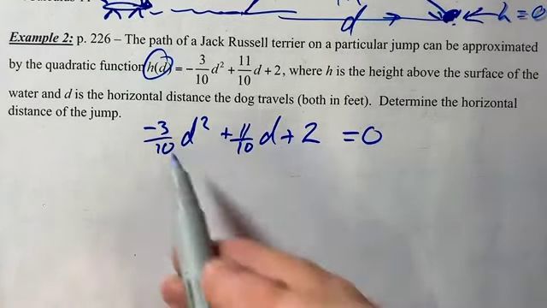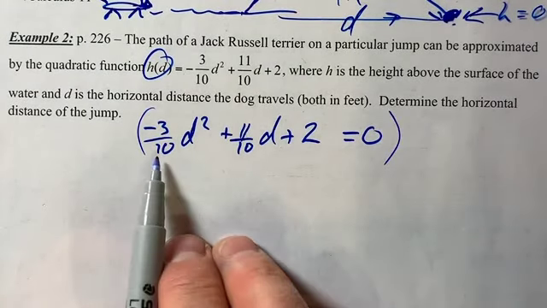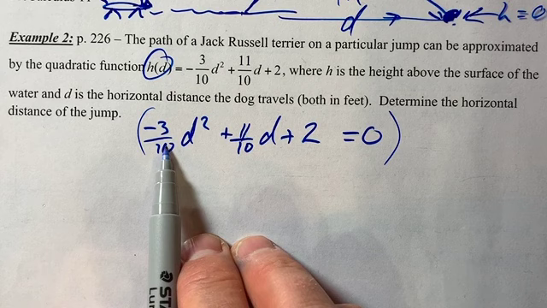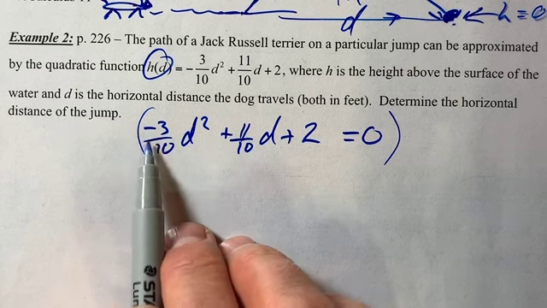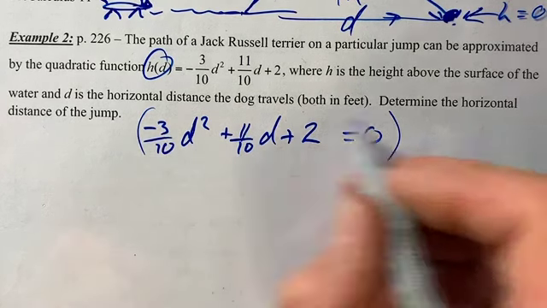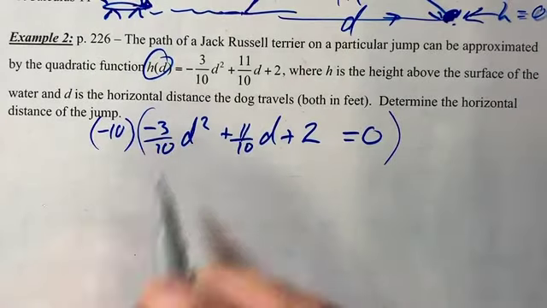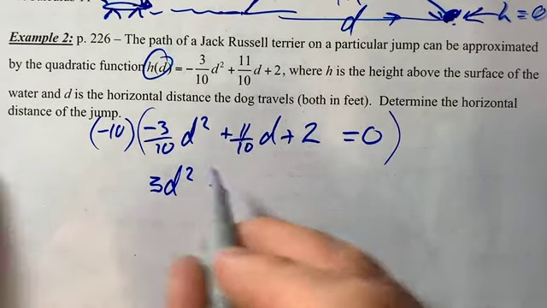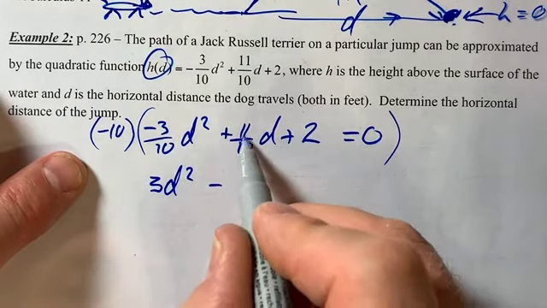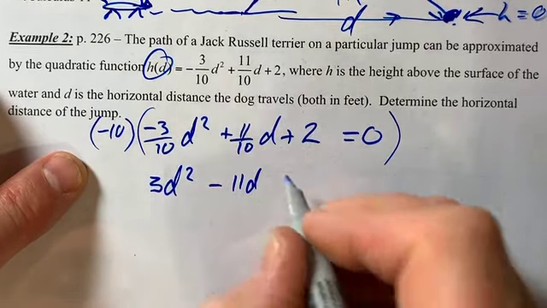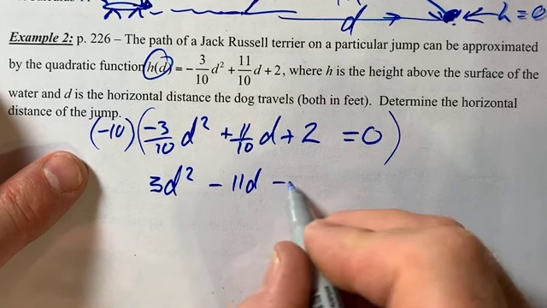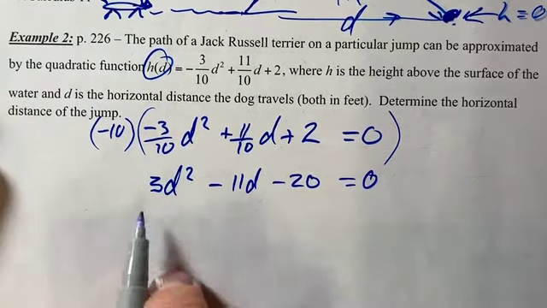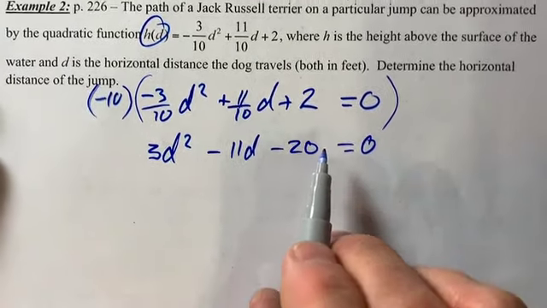Now, you know what? That's kind of ugly. I'm going to multiply everything by 10 just to get rid of the fraction. And you know what? I'm going to multiply by negative 10. Why? Because it's easier to start with a positive. So I'm going to multiply everything times negative 10. So this becomes positive 3d squared, minus 10 cancels out, 11d, minus 10 times 2 is minus 20, is equal to 0. So there's my quadratic. It's easier to deal with now.